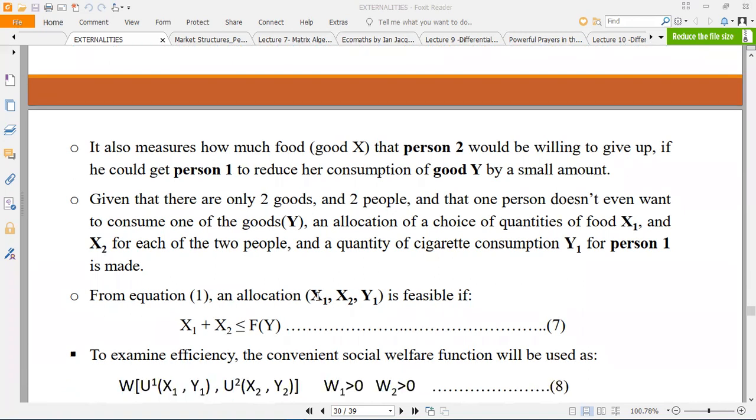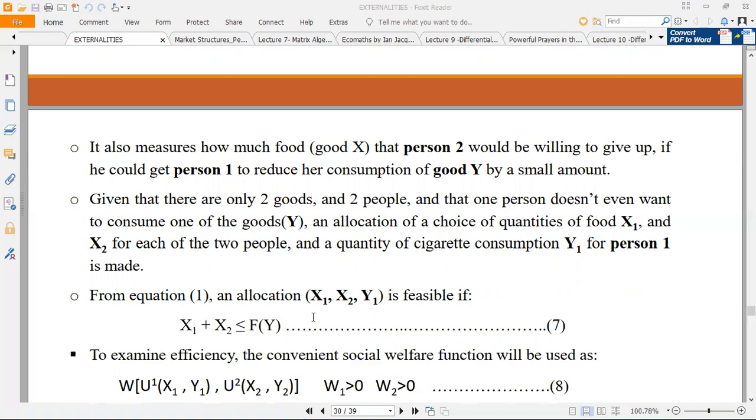When you add X1 and X2, you get a total allocation of food for these people. Now we have an available quantity of food, and the quantity of food that we are allocating to these 2 individuals. When we add their food allocations, it cannot exceed the quantity of food that we have in the economy. That is what is represented by X.